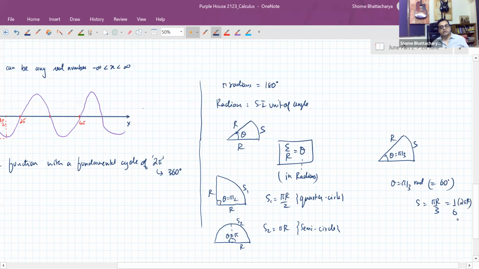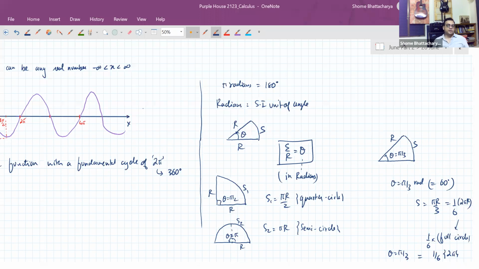Okay. So why is it 1/6? Because theta equal to pi by 3 is 1/6 of 2 pi, one circle. Okay, so it works in ratio and proportionality.